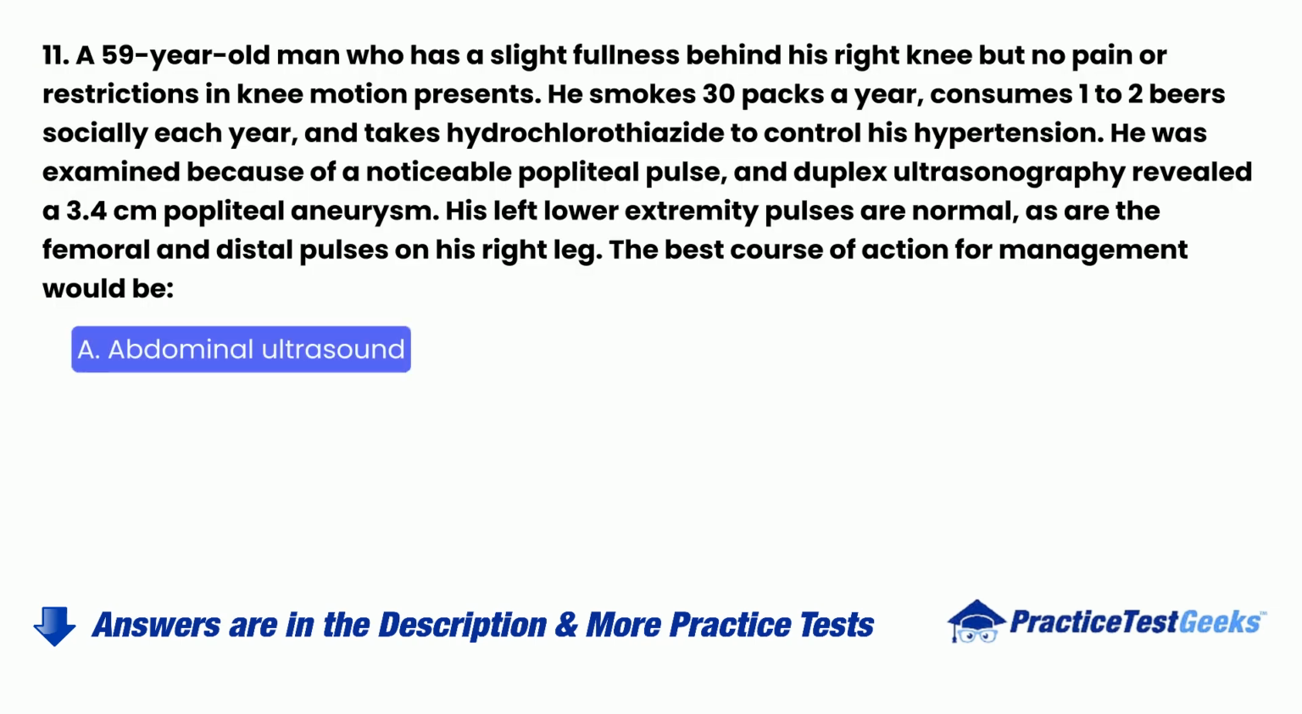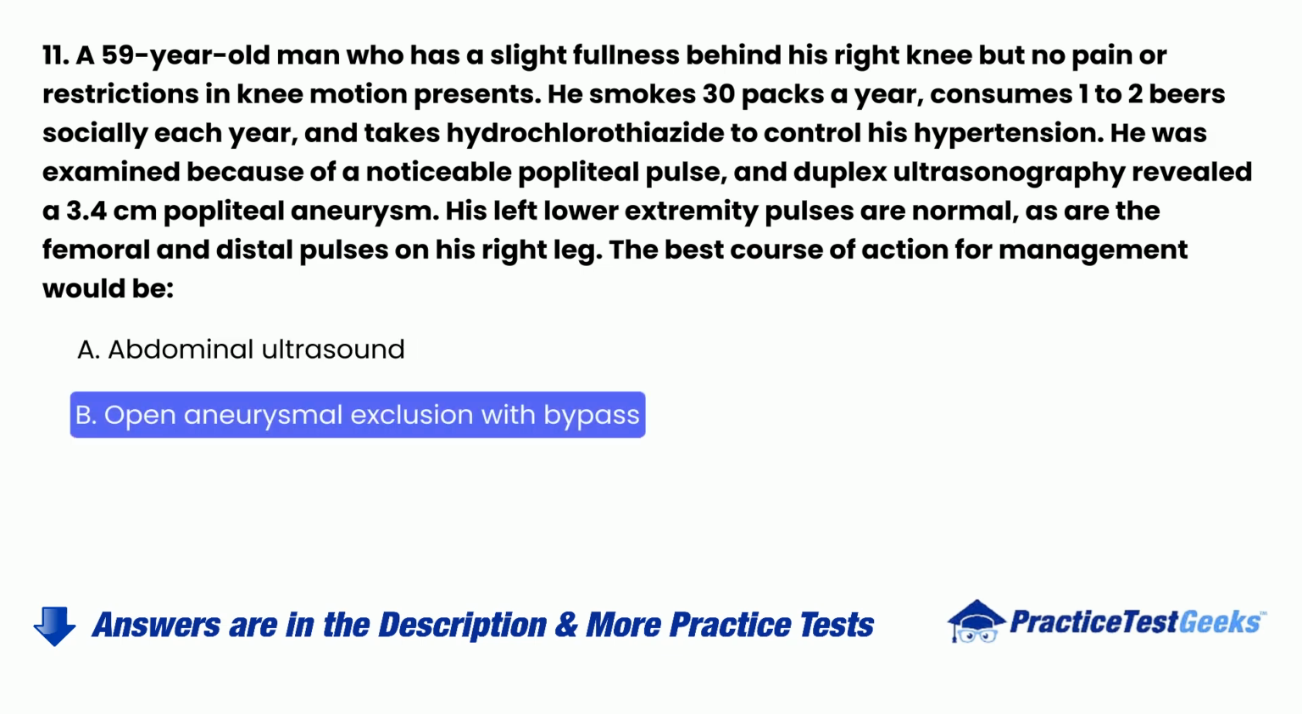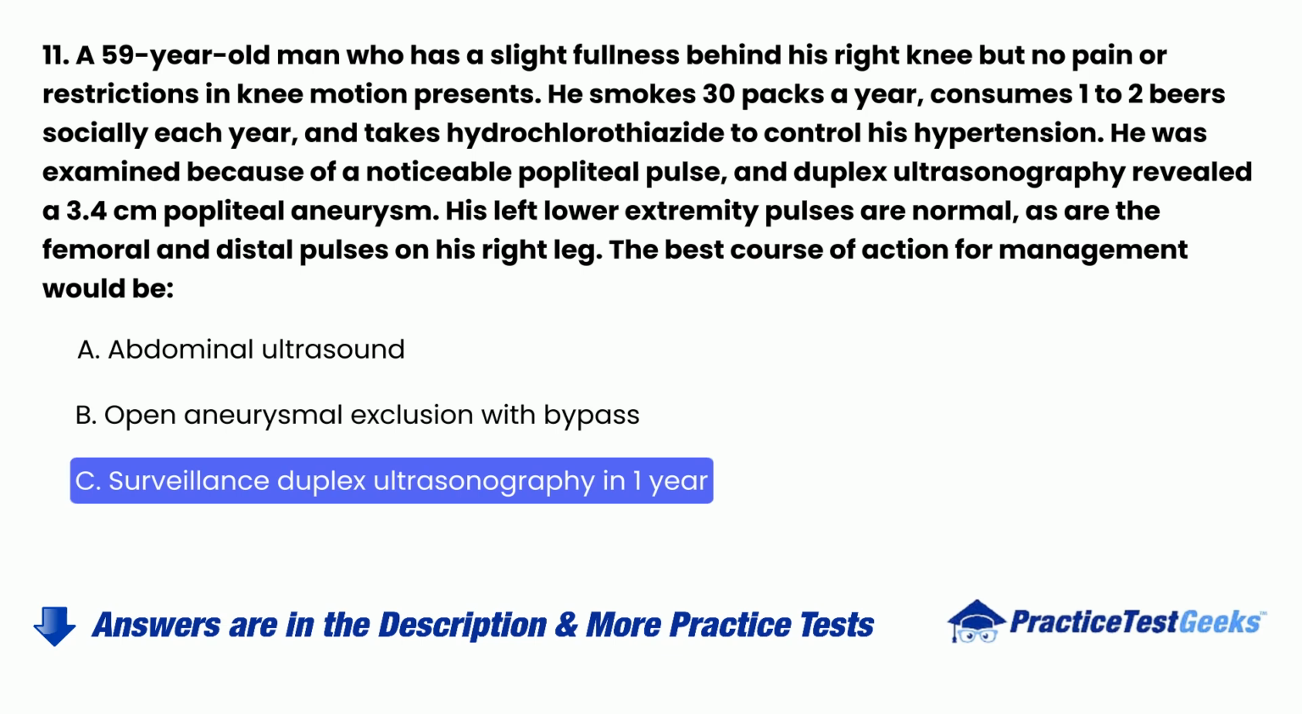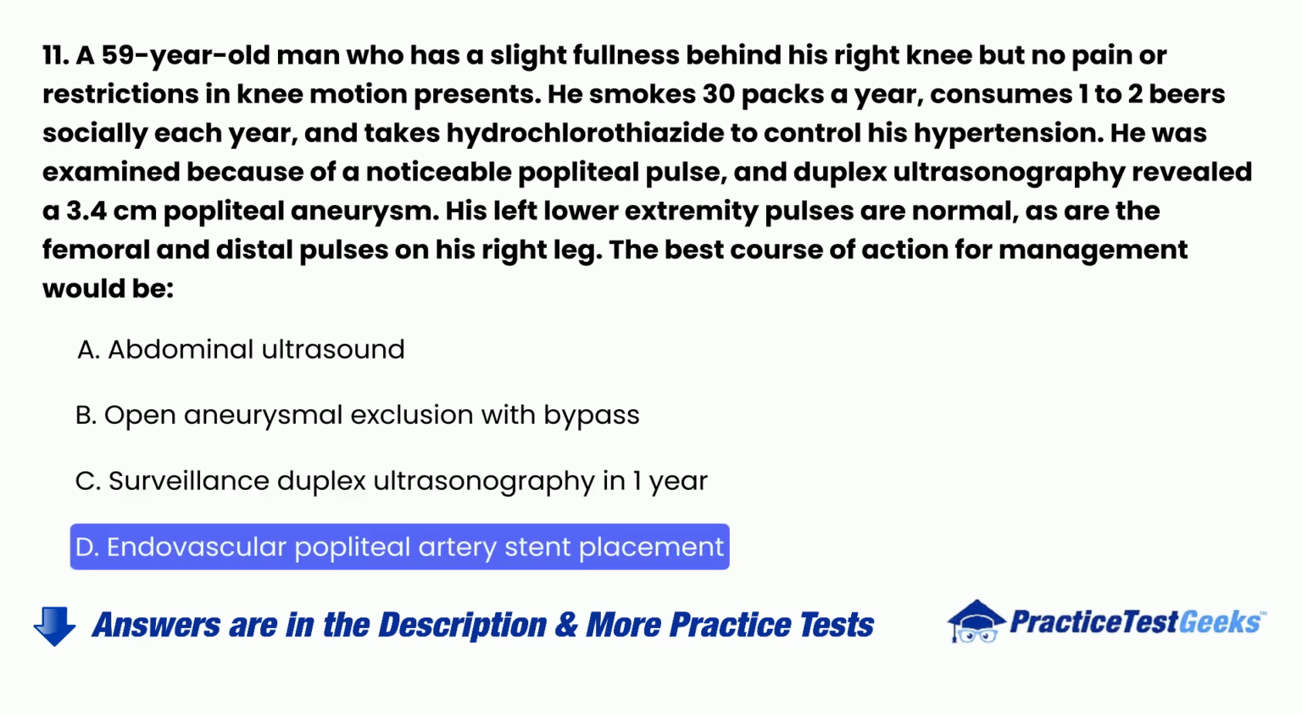A. Abdominal ultrasound. B. Open aneurysmal exclusion with bypass. C. Surveillance duplex ultrasonography in 1 year. D. Endovascular popliteal artery stent placement.